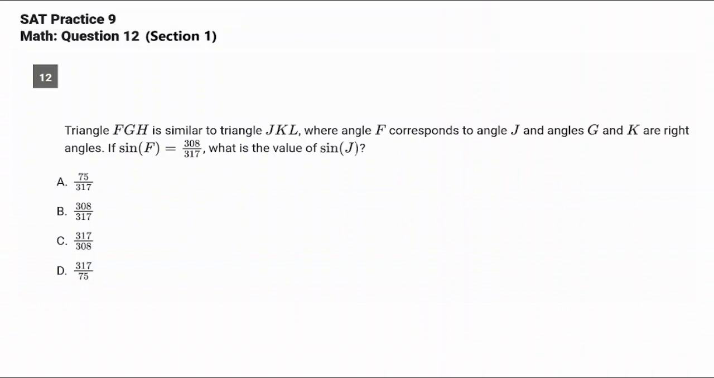We're on SAT Practice Test 9, Math Section 1, Question 12. What's the level of difficulty here? It's medium. Triangle FGH is similar to triangle JKL, where angle F corresponds to angle J, and angles G and K are right angles. If sine F equals 308 over 317, what's the value of sine J? So write down what you're looking for, circle it, and then where are these figures? They're not here, so you got to draw them. Anybody can draw two right triangles.